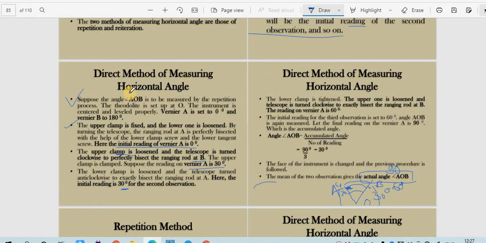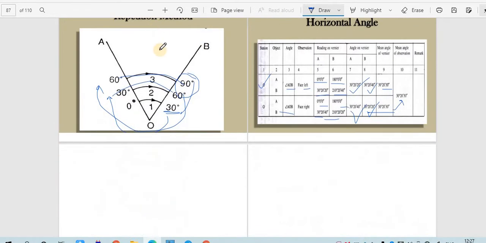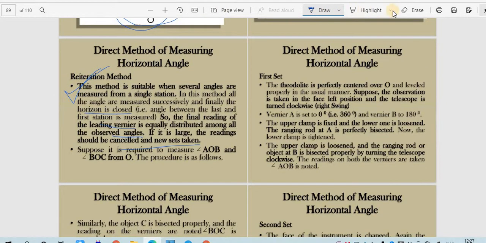So this is your repetition method. Hope it is clear to all. Then after the repetition method, there is another method that is called your iteration method. Okay, I thought it was the repetition method, but that is not the repetition method. This is your iteration method.